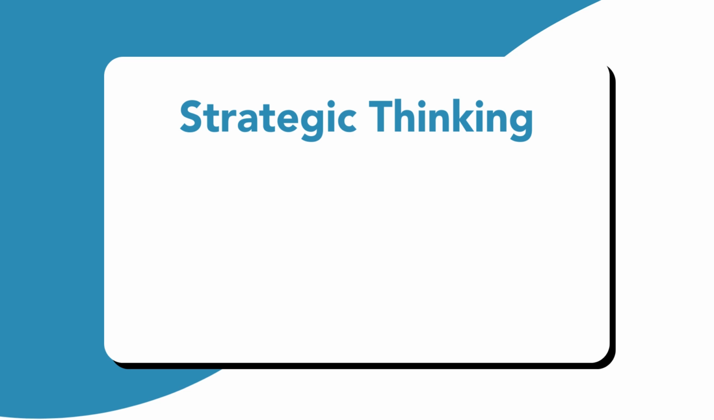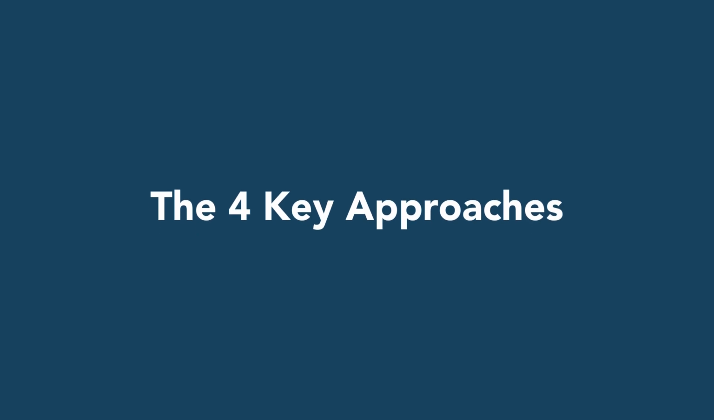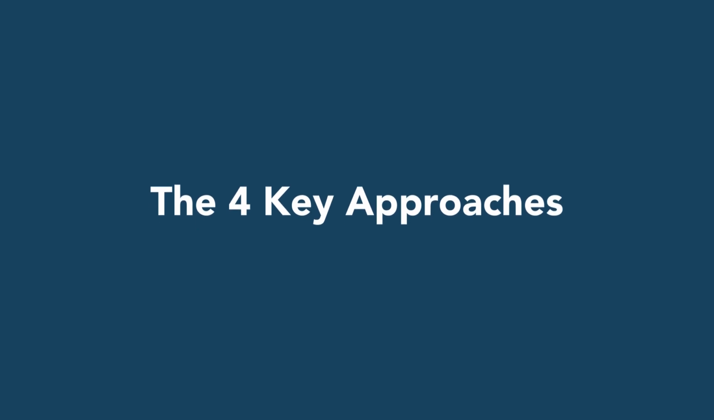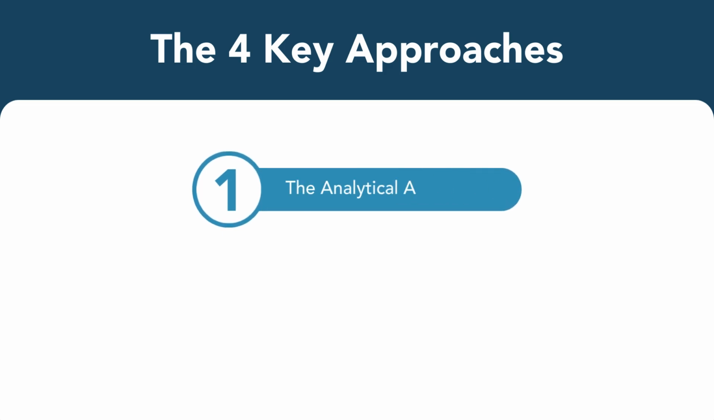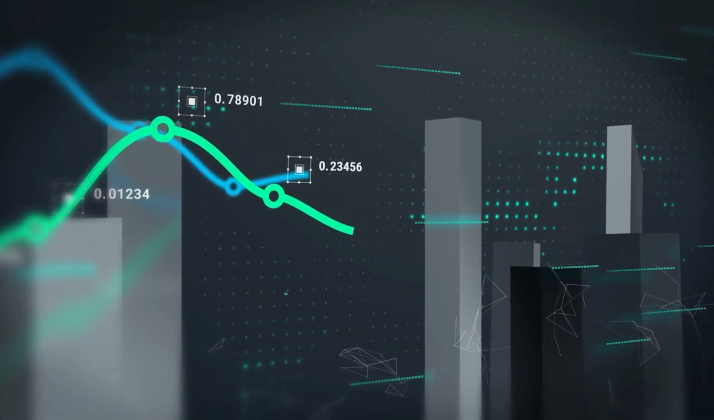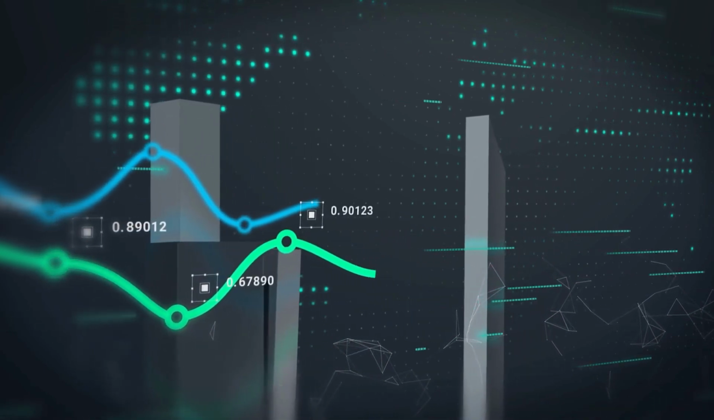Let's first understand that strategic thinking has 4 key approaches and 4 frameworks. Let's start with the 4 key approaches of strategic thinking. First up, we have the analytical approach. And this approach is all about data driven strategies and data driven strategic decisions.